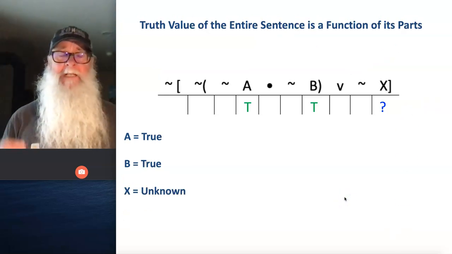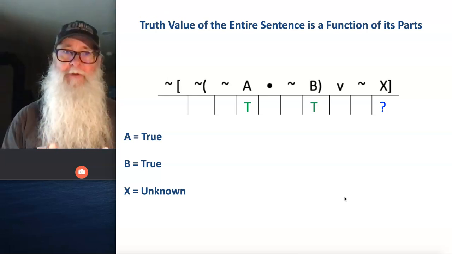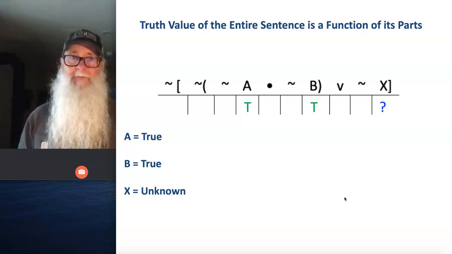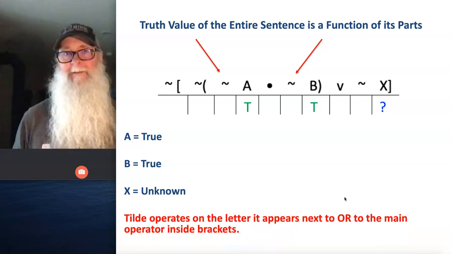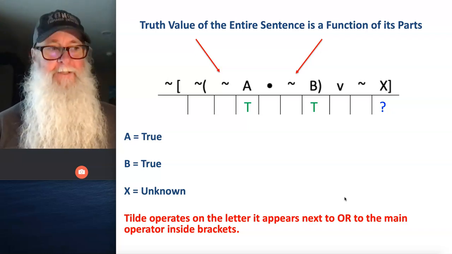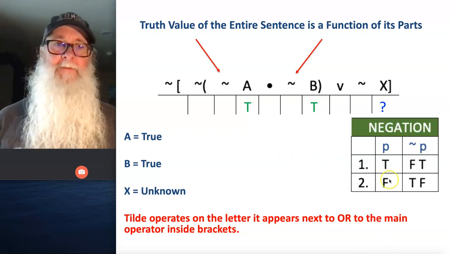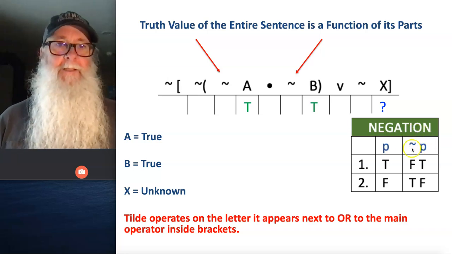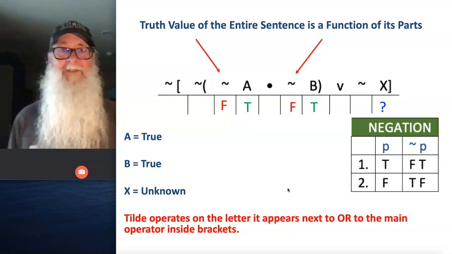Okay. So now we're continuing on with what we know. We know A and B are true, and we know that the tilde on the far left is our main operator. When you look at this statement, is there anything else you can determine based on what you know? And the answer is, well, yeah. I see these tildes next to the letters A and B, and I know something about tildes. Tildes operate on the letters they appear next to, the letters that follow them, or on the main operator inside parentheses and brackets. Okay, so I know from my rule of negation that anytime a given statement is true, like A and B are here, the tilde is going to be false. So if A is true and B is true, that means tilde A is false and tilde B is false. I can know that.